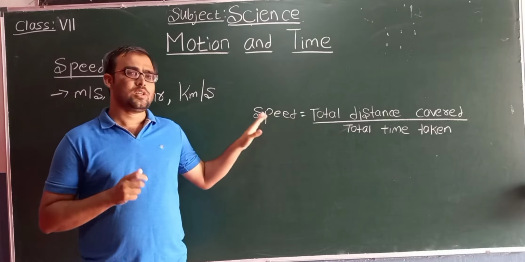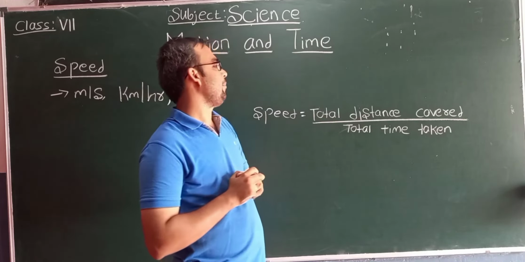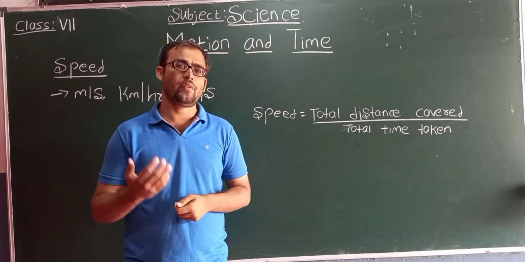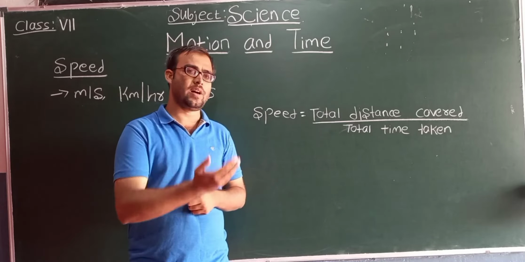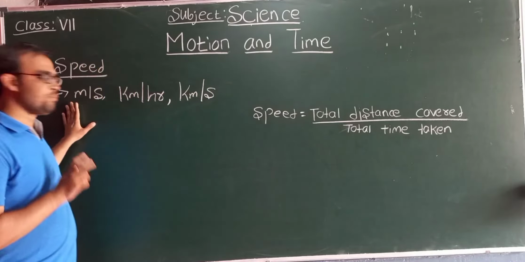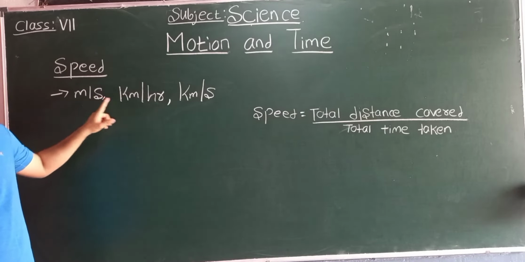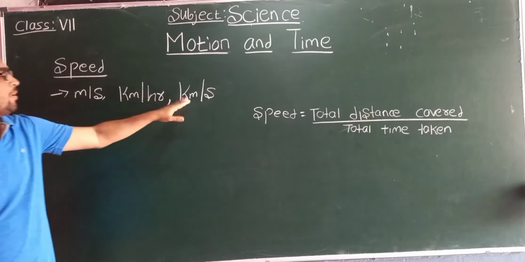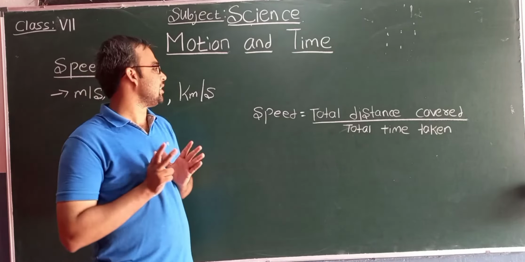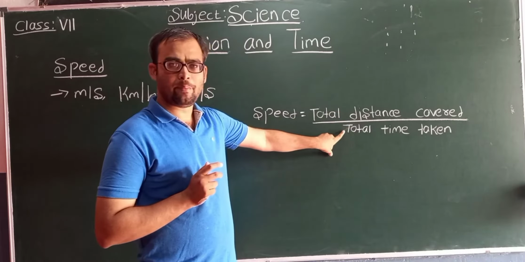The term for this is speed. Speed is nothing but total distance covered divided by total time taken. With the help of speed we can tell which of them is moving fast and which is moving slow. Speed is measured in meter per second, kilometer per hour, or kilometer per second. Speed is the total distance covered by the total time taken.